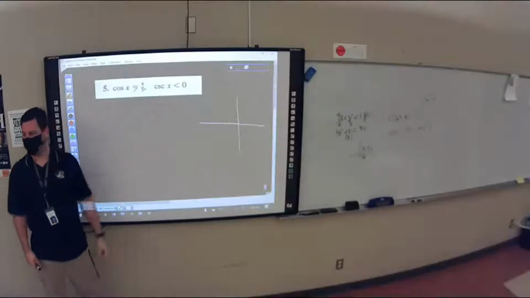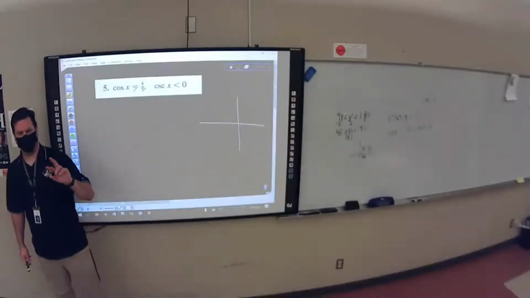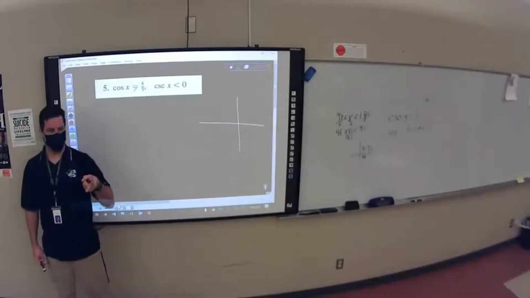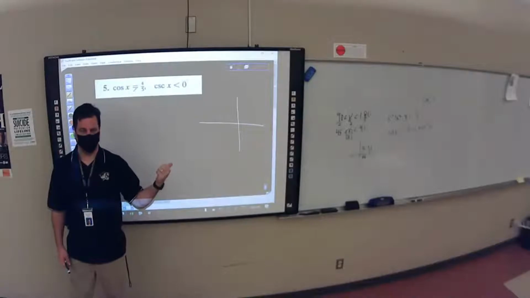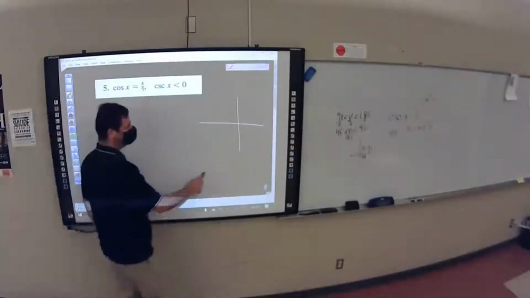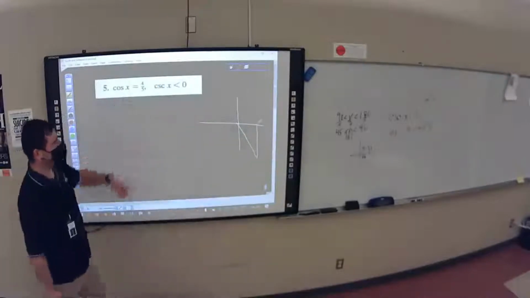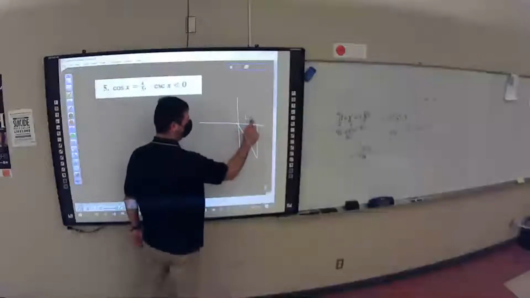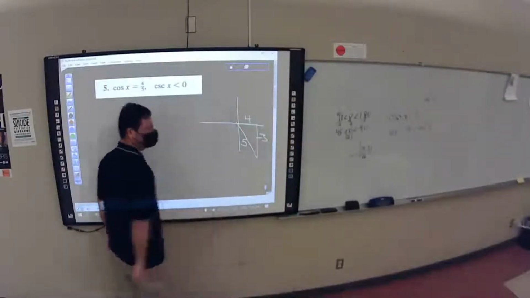It tells me cosecant is less than 0. And cosecant is the same thing as sine. So if sine is negative, that tells me I have to be in quadrant 4. So x is in quadrant 4. And if I do cosine of x, cosine is adjacent over hypotenuse. But that puts that as a -3.